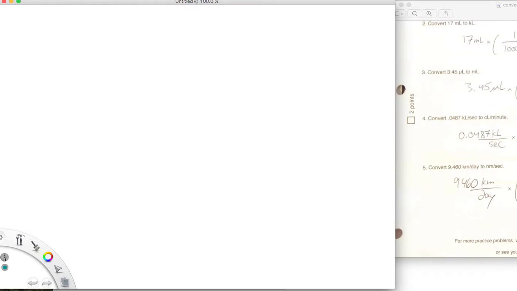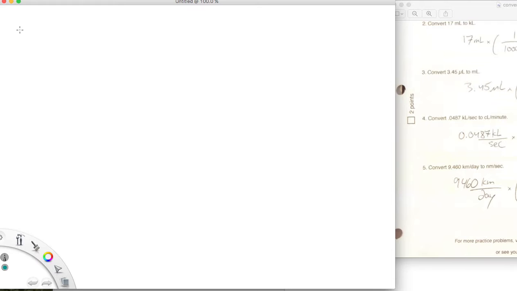The first problem is right here. We're going to do 4 and then we're going to do 5. The first problem is to convert 0.0487 kiloliters per second to centiliters per minute. Whoa, that's a crazy conversion right there.